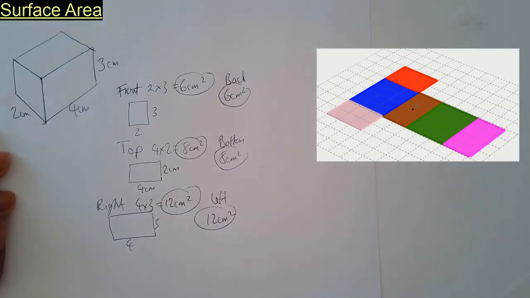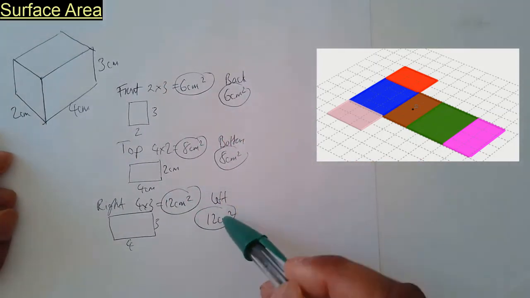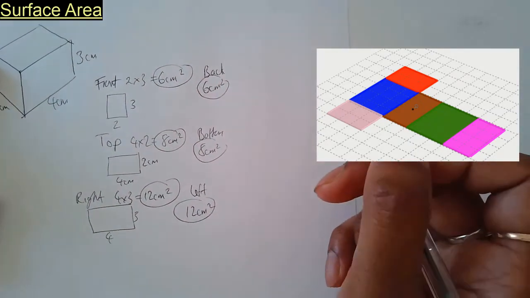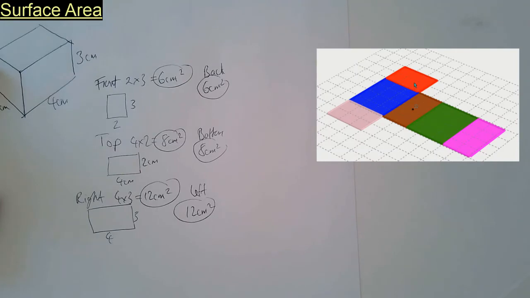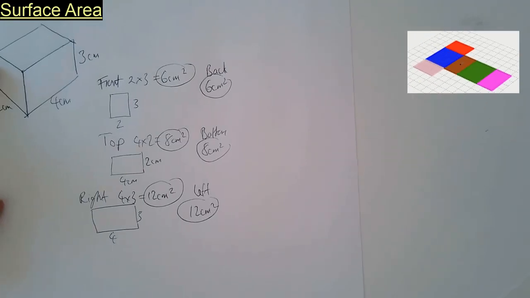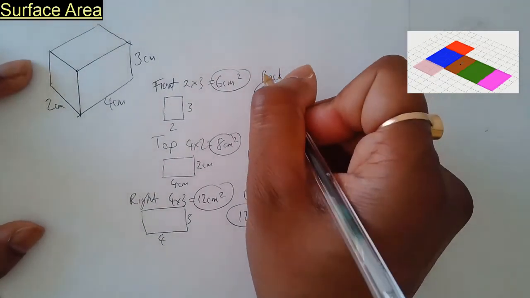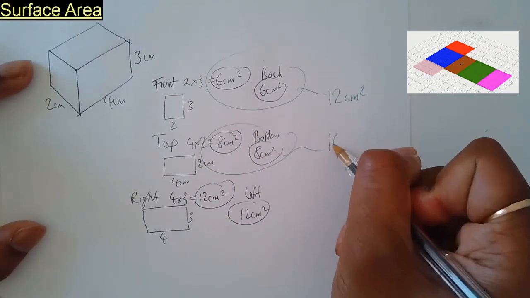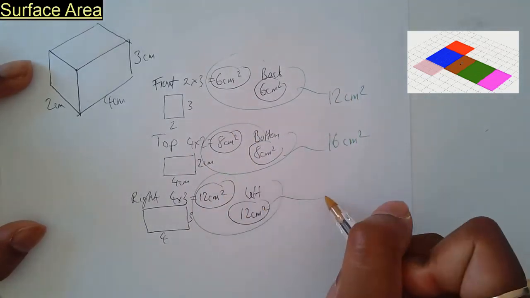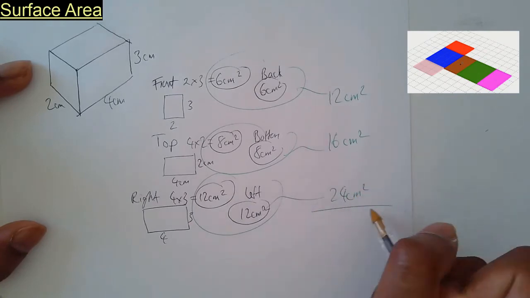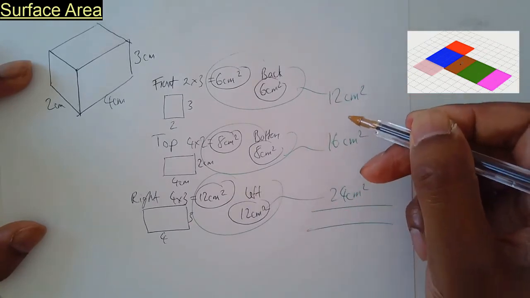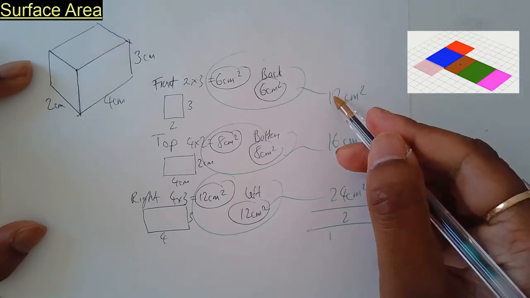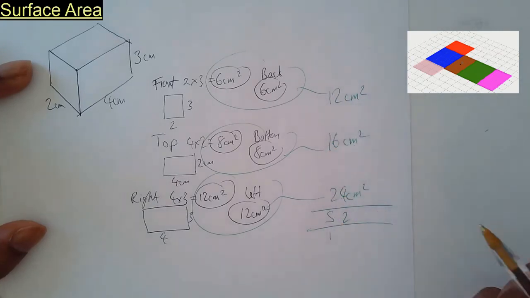What you then have to do is add up all these numbers to get the total surface area. That's 12, 16, 24, altogether 52. Careful with the units now.